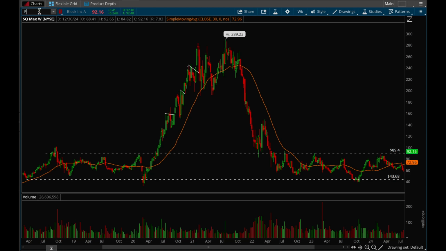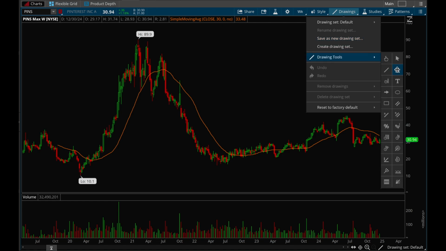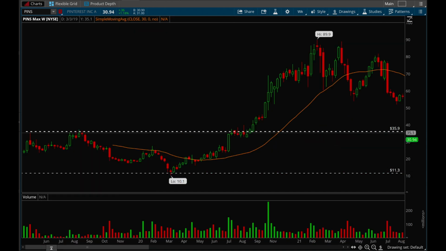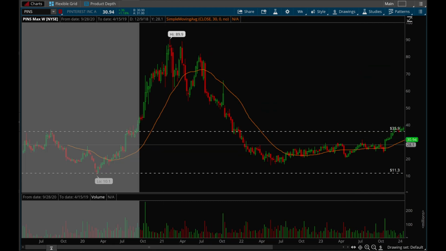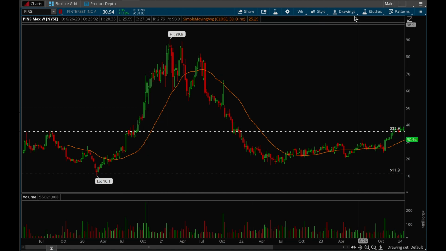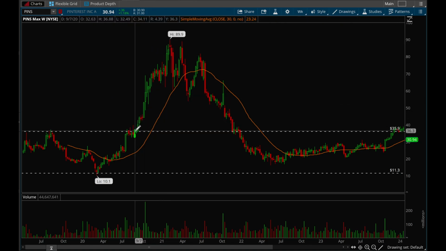Let's go through a couple more examples. Once you get the hang of it, it's pretty simple. You see these patterns again and again. So again, PINS. Here's the stage 1 base, right? It IPO'd here, and this is the base, and then this is all stage 1, and then this is stage 2. We had a very, very nice rally. It went from around $35 to $90, so a 152% gain in 6 months, less than 6 months actually.